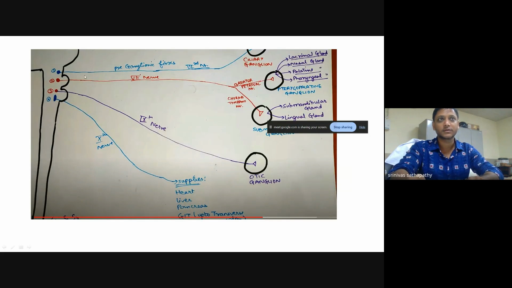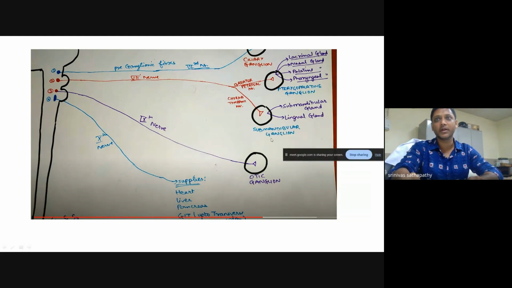Now these ones. The first one is the ciliary ganglion, formed by the third cranial nerve, oculomotor. Then facial, the pterygopalatine ganglion and submandibular ganglion. Both are innervating the lacrimal gland.